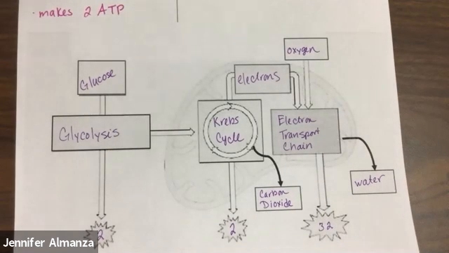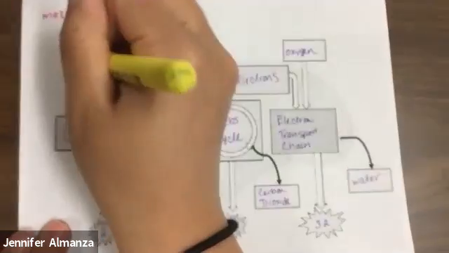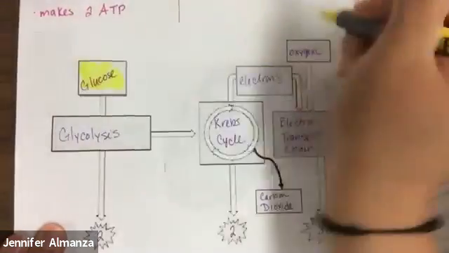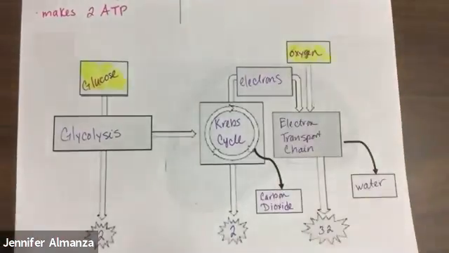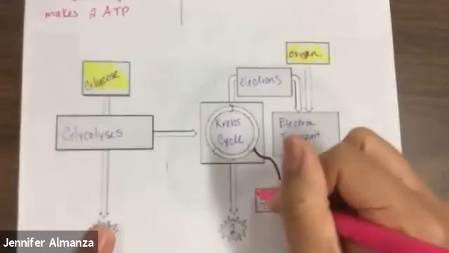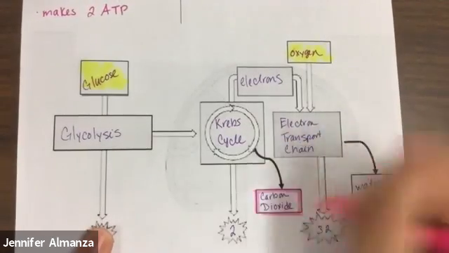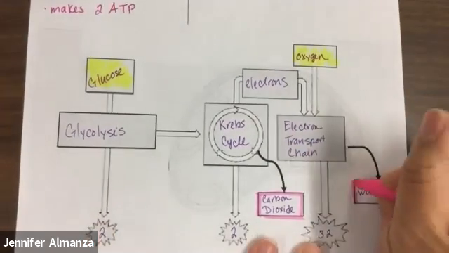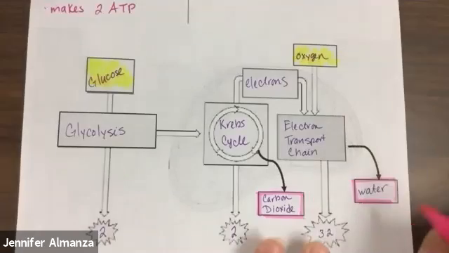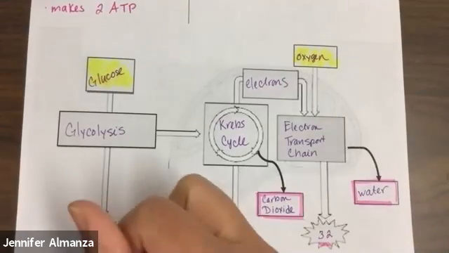So I can see, okay, with this particular cycle, I have glucose and oxygen. Okay, so here's my glucose, here's my oxygen. Okay, those are my two things that are coming in. And then coming out, here's my carbon dioxide, and here's my water. And then, of course, I have all these ATP.